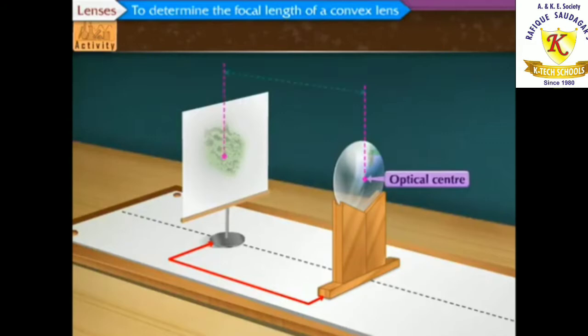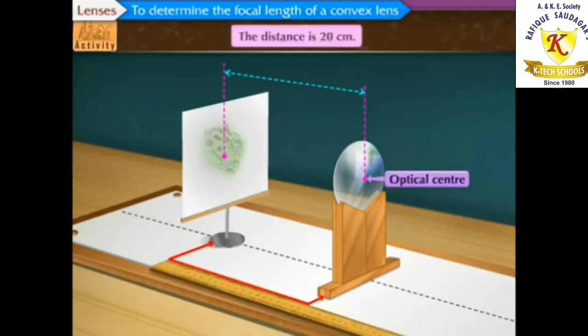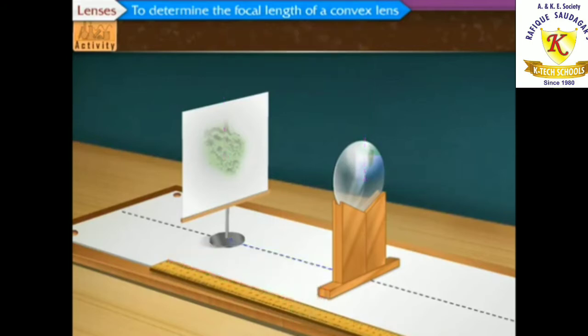Let us now measure the distance between the optical center of the lens and the image on the screen with the help of a meter scale. The distance is 20 centimeter.